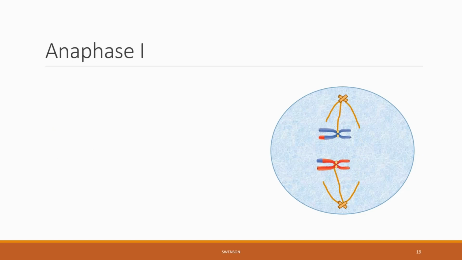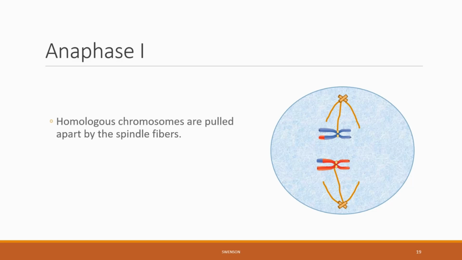In anaphase I, the homologous chromosomes are pulled apart. The key here is the homologous chromosomes are pulled apart. In mitosis, we separated the sister chromatids in anaphase. Each end of the cell now will have a copy of the chromosome.